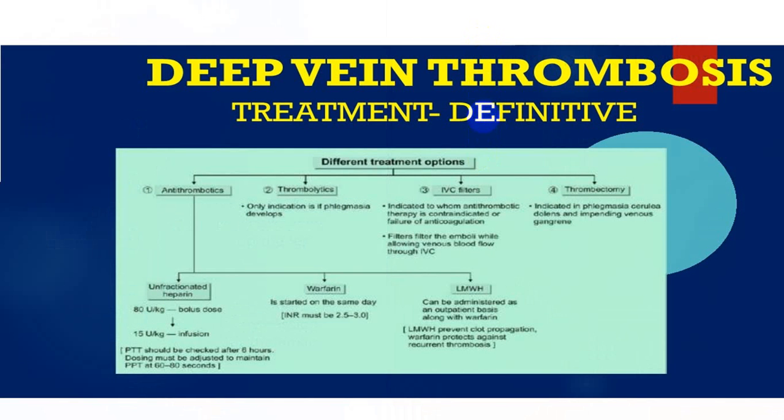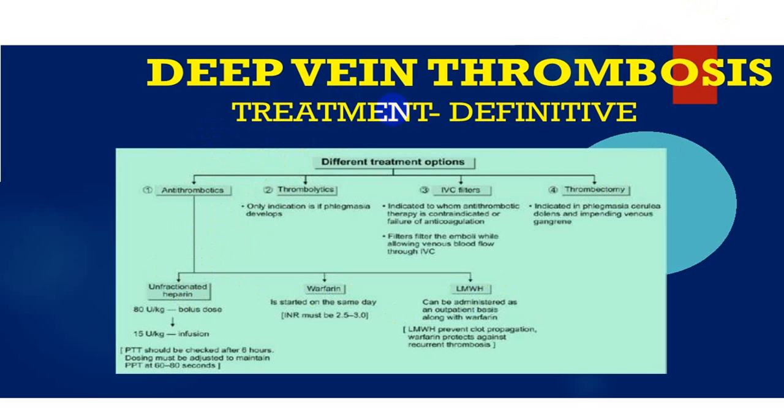So, antithrombotic treatment, thrombolysis, IVC filter, thrombectomy. As far as antithrombotic treatment, unfractionated heparin, oral anticoagulants, low molecular weight heparin. You can use any one of low molecular weight heparin, oral anticoagulants, or unfractionated heparin. That will be as far as prevention of thrombosis is concerned, prophylactic treatment, or once the person already has it.